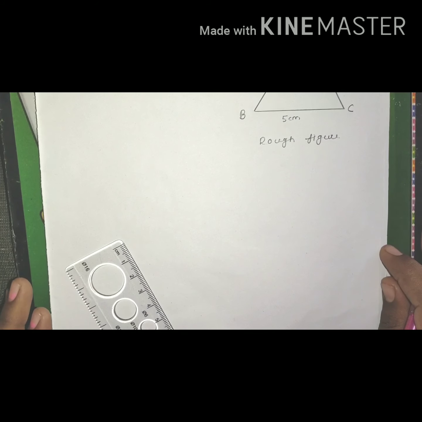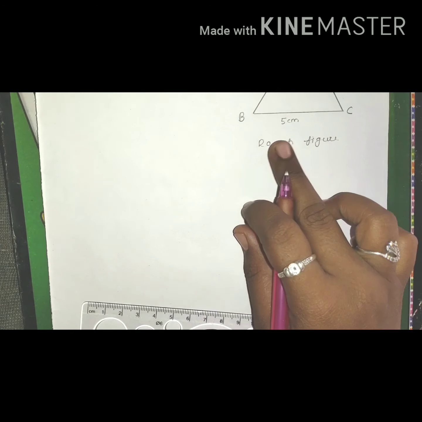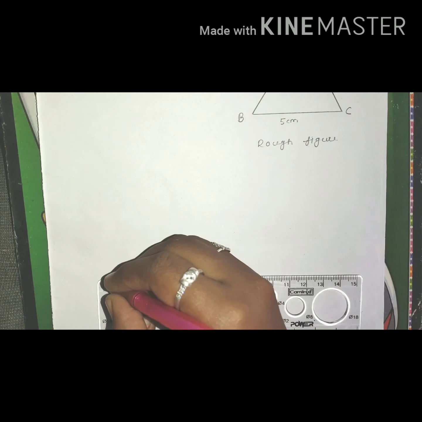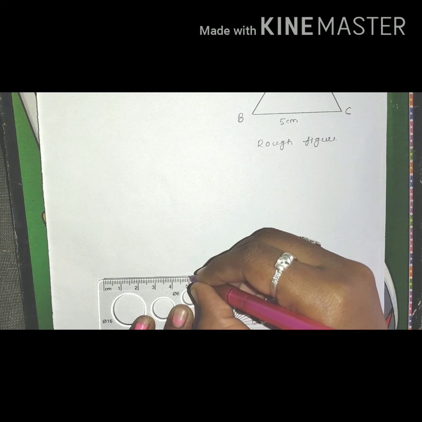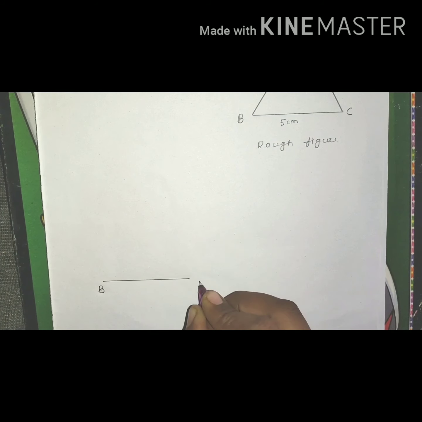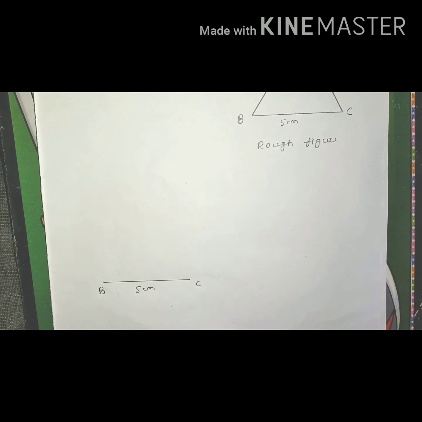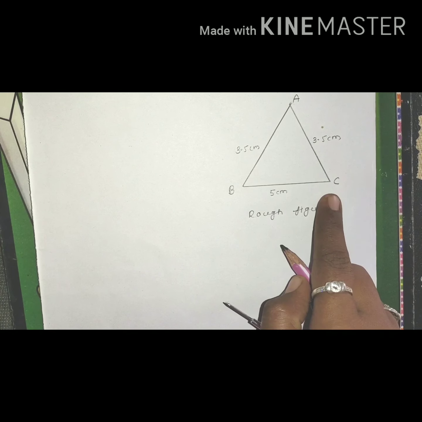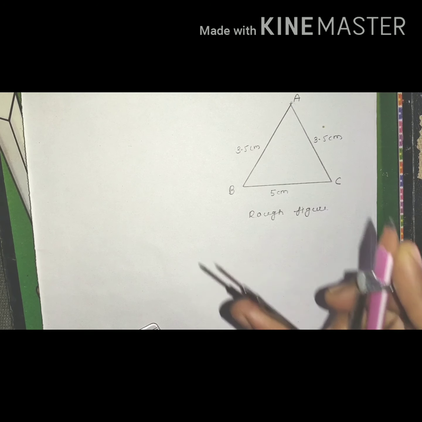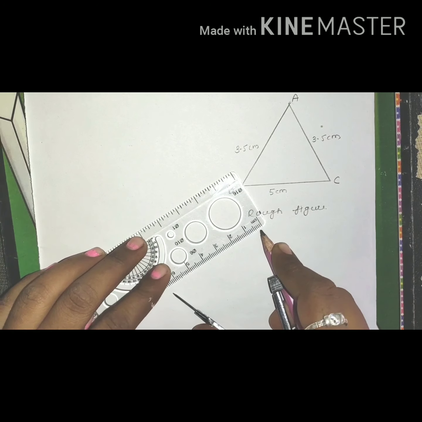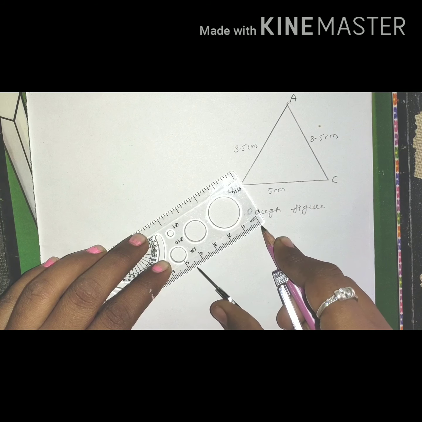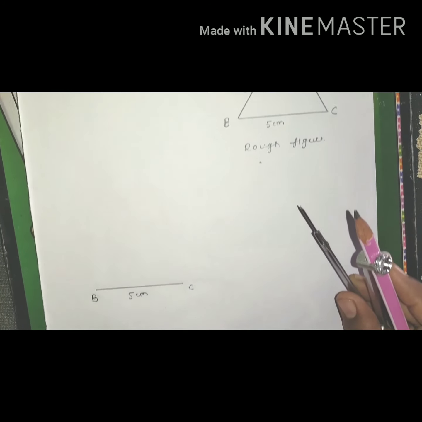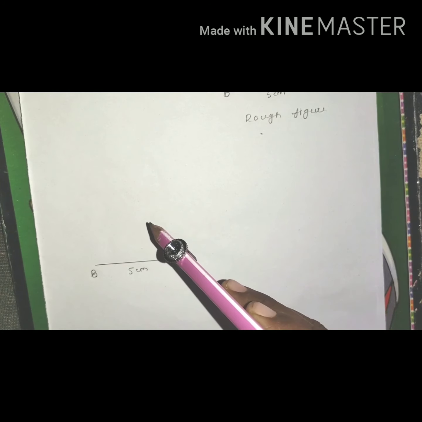triangle. Second step, draw the base which is of 5 centimeter BC. So take a scale. With the help of a scale and pencil, draw the segment BC which is of length 5 centimeter. Then in a compass, take a distance of 3.5 centimeter because remaining two sides are of length 3.5 centimeter. So in a compass, take a distance of 3.5 centimeter. Keep the compass at point C. Make an arc.